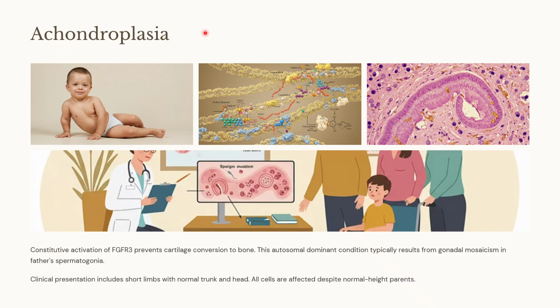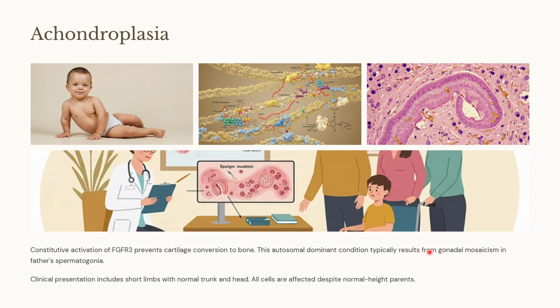What about achondroplasia? In achondroplasia, there is constitutive activation of FGFR3, which will prevent cartilage conversion to the bone. So we should know that achondroplasia is an autosomal dominant condition which typically results from gonadal mosaicism in the father's spermatogonia. So autosomal dominant resulting from gonadal mosaicism. So here you should know that the father's gonads have mosaicism.